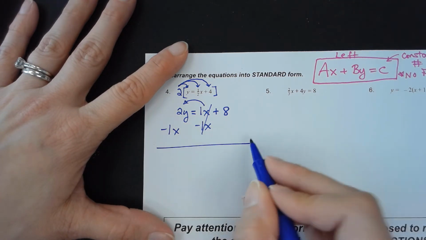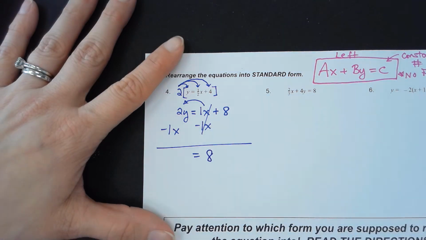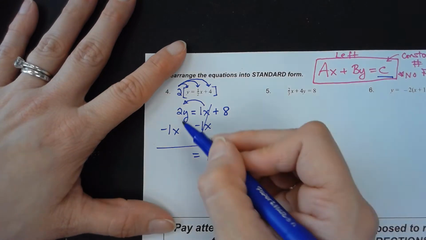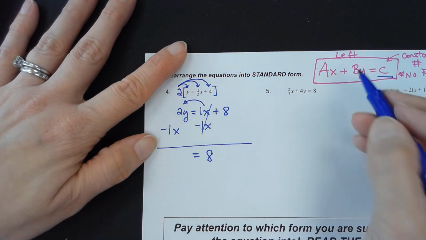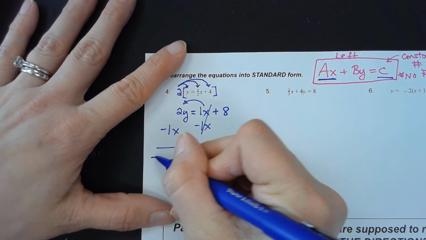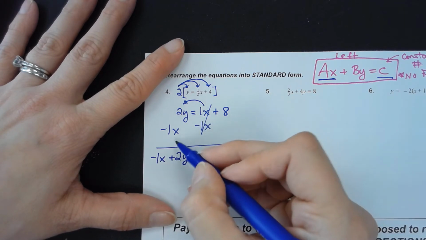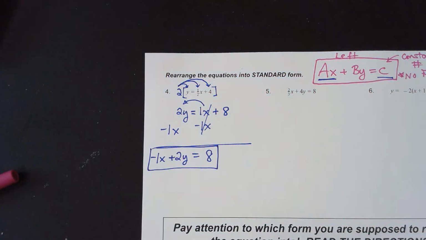So what happens here? I have the equal sign. The only thing on the right is 8. It's exactly what we wanted, the number on the right. Over here, what's supposed to go first? The x's or the y's? X's are supposed to go first. Negative 1x plus 2y. I cannot combine x's with y's. They'll stay separate. That is standard form. And standard form is really good for intercepts.